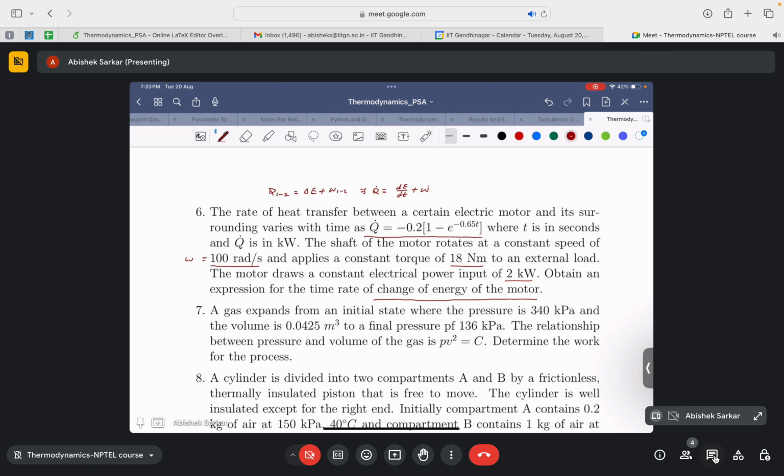Now can you tell me the answer after that? You can write the exponential part as small e or exp to the power minus 0.65 t, something like that. That's fine. Thank you. It seems that all of you are in the right direction, so let me show you the answer as well.